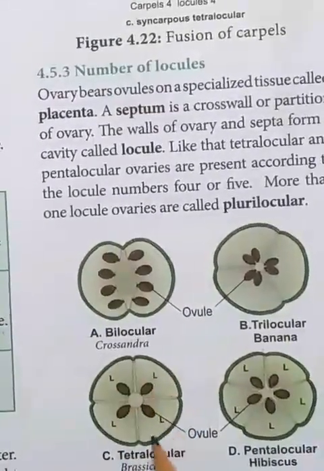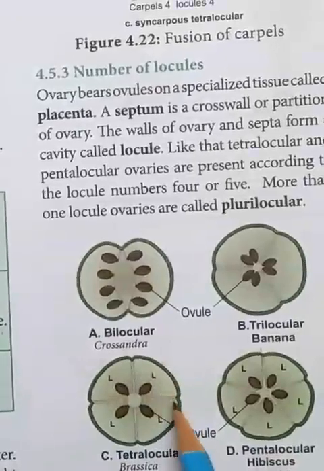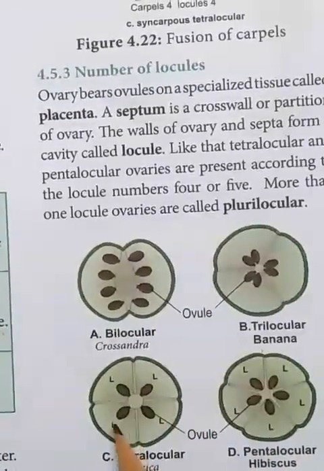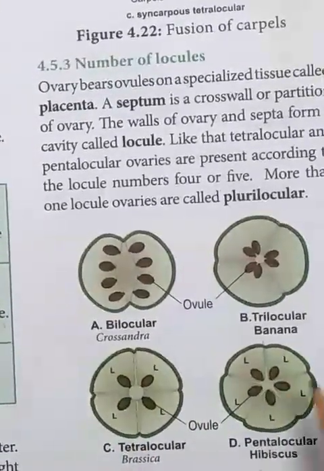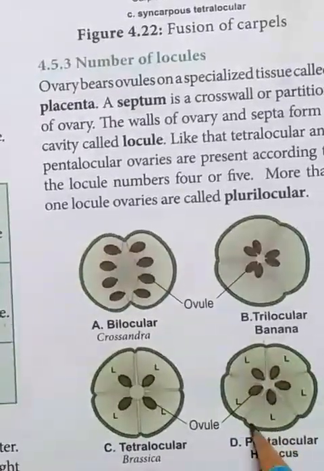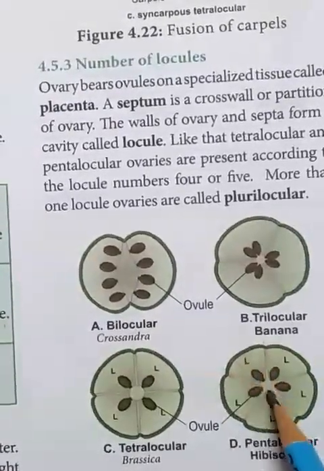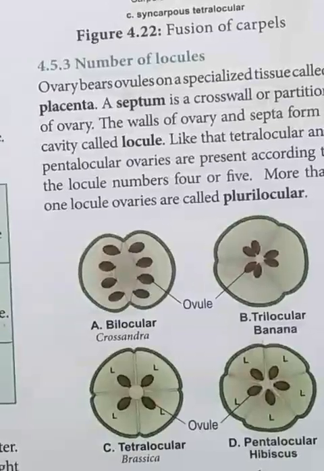Tetralocular: four locules are there. Inside each of the four locules ovules are present. This is called tetralocular. Now five locules are present. Each locule contains ovules. This is the pentalocular.